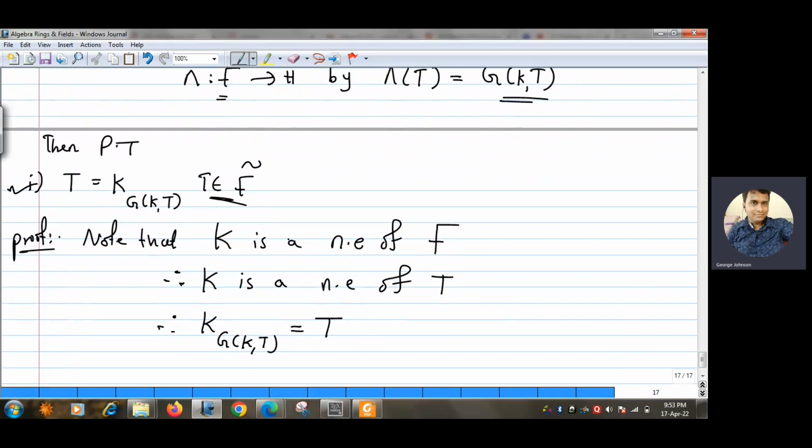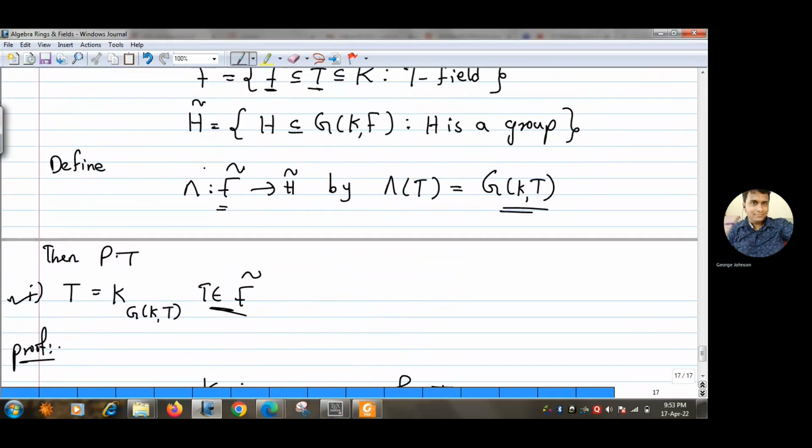So that means the first part follows from the definition of the normal extension. You can see how easy this is. In fact, we don't even need this; that was just for your information. We can directly start from here that K is a normal extension of T. Why is K a normal extension of T? Using the previous theorem, in order to prove that K is a normal extension of T, what I need to prove is that K is a splitting field of some polynomial over T.